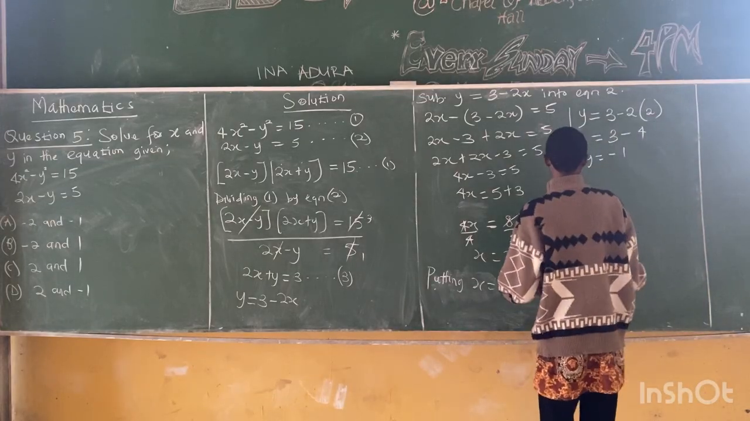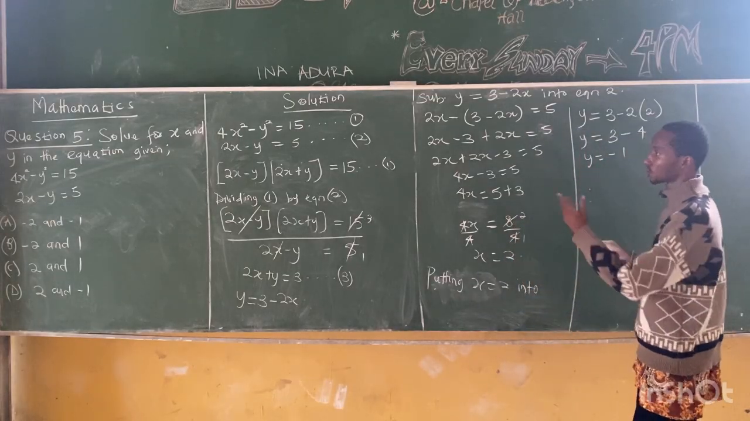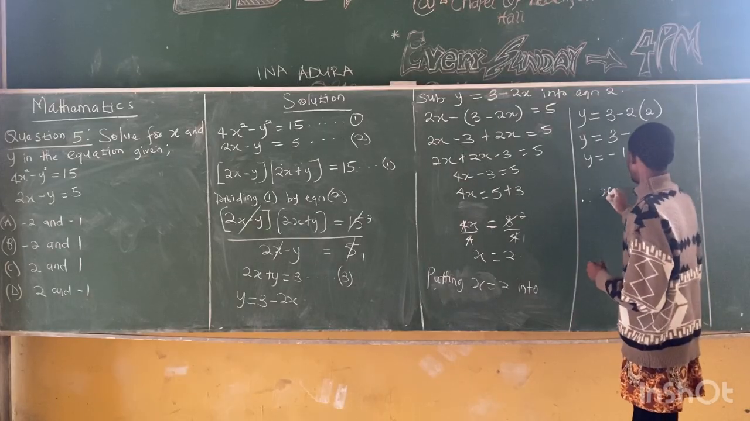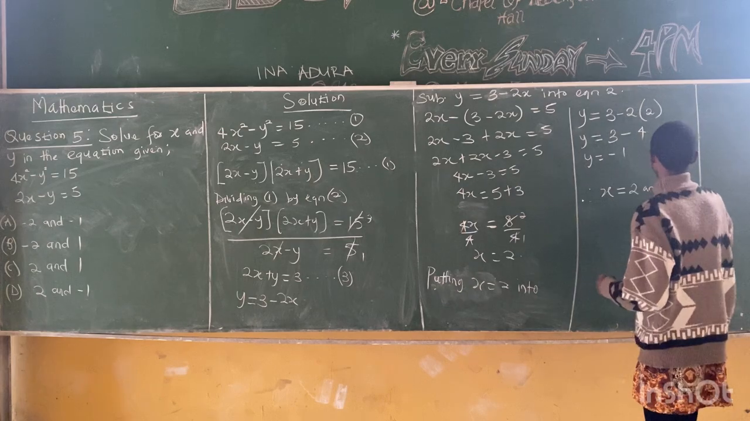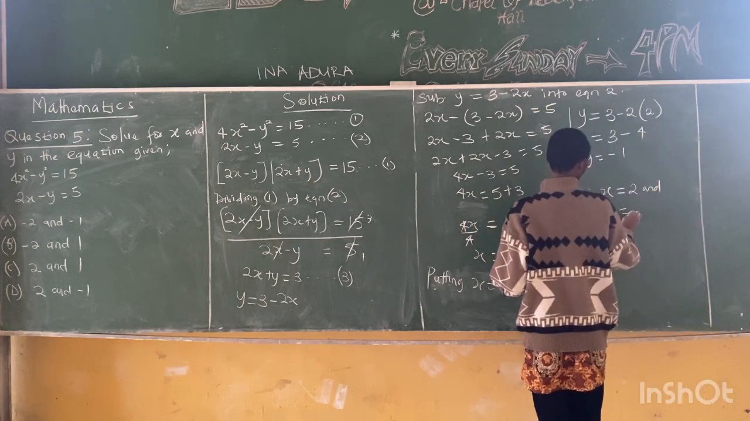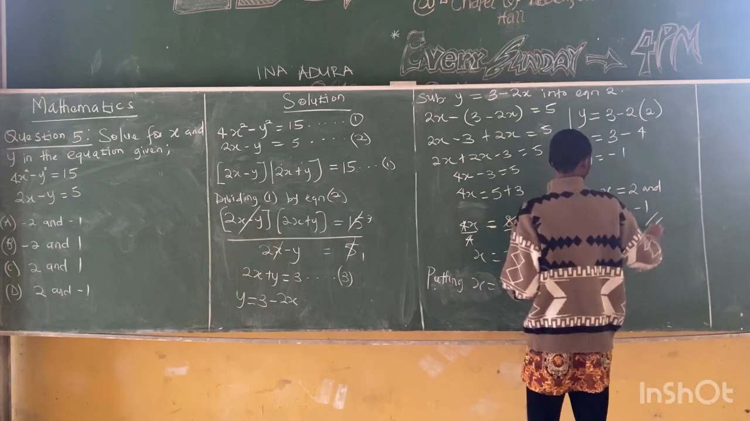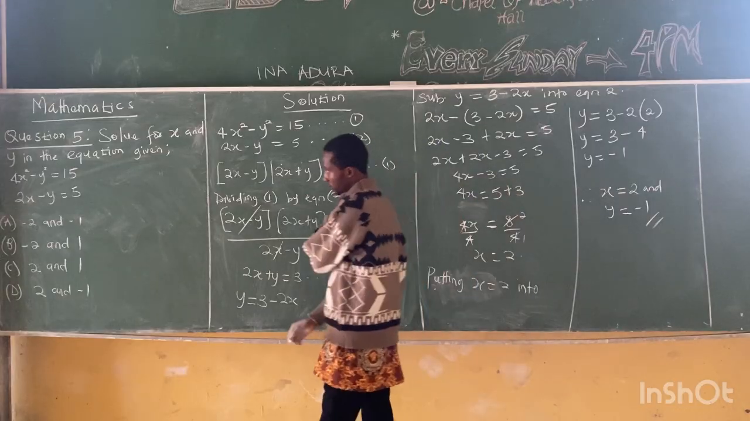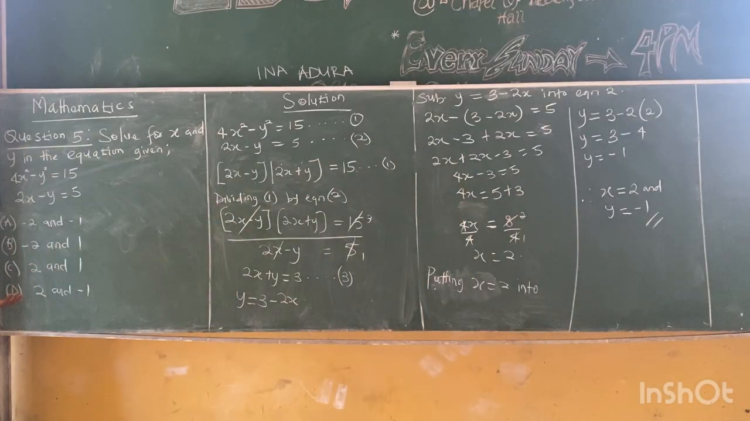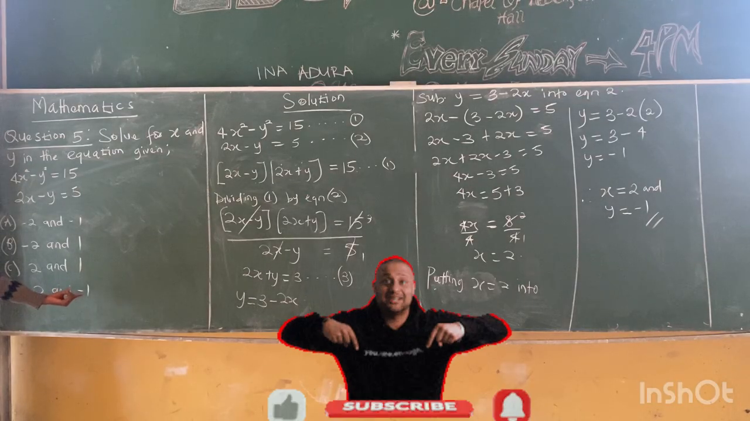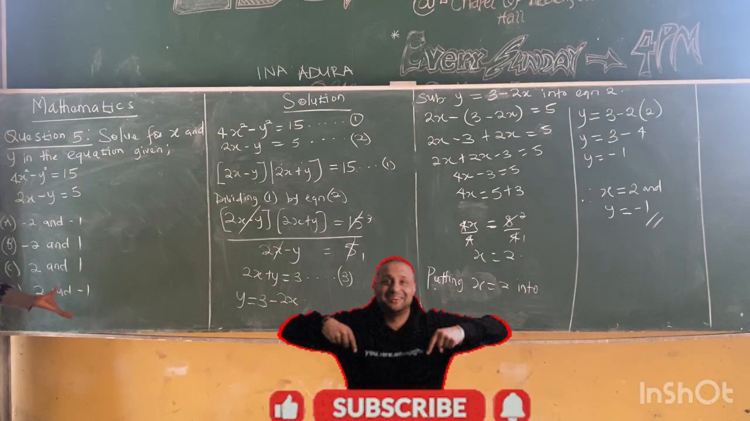Therefore, the value of x and y in that equation is x is equal to 2 and y is equal to minus 1. So which of the options gives us that answer? We have option D, x is equal to 2 and y is equal to minus 1. So this is the correct option.